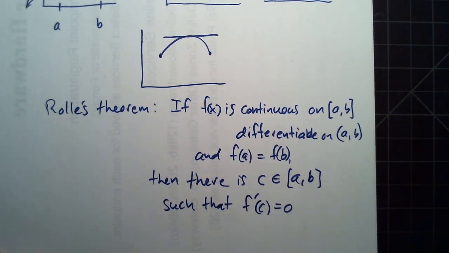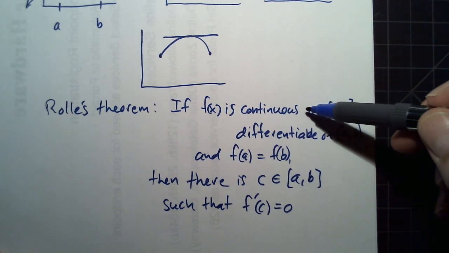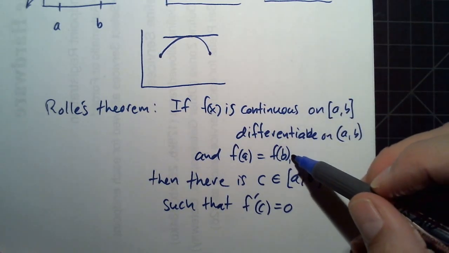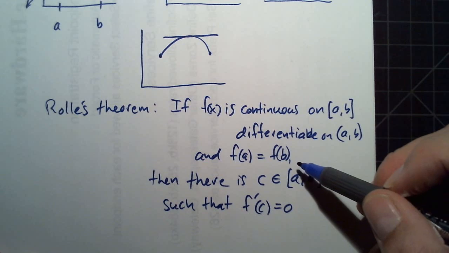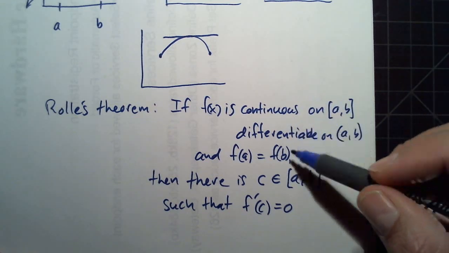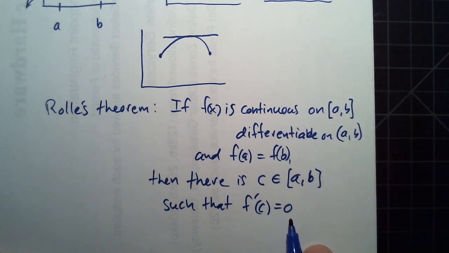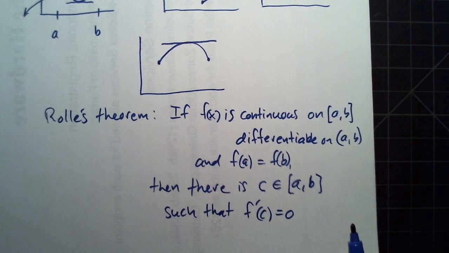Alright, so this has 3 conditions: continuous, differentiable, and the y values are equal. If all of these are true, the theorem guarantees that there will be a slope of 0 between a and b. And we've seen how valuable it is to know that there's a slope of 0, because that's how we find relative extrema. So that's Rolle's theorem.